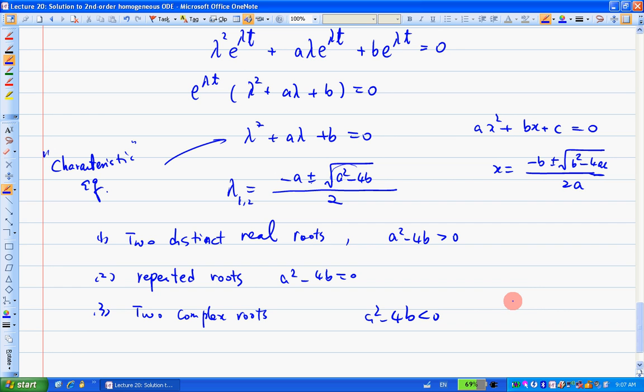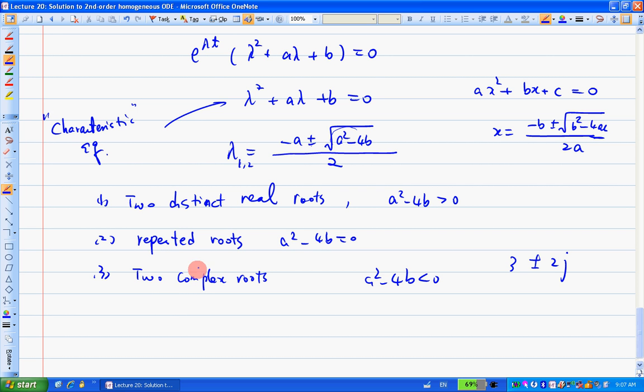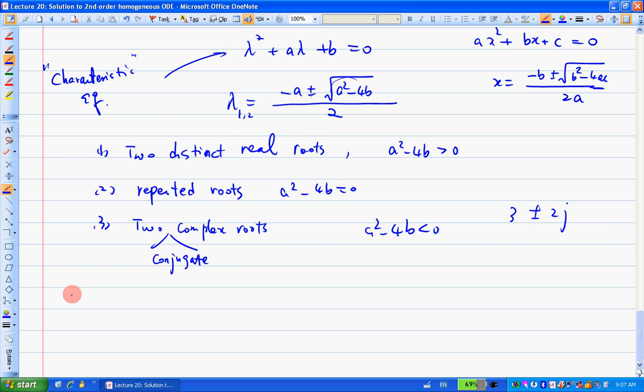For example, you have 3 plus or minus 2j. The 3 plus 2j and the 3 minus 2j are so-called conjugates. More precisely, there are two conjugate complex roots. So those are the three different cases. Now we're going to look at each one of them and see what the general solutions are for each.